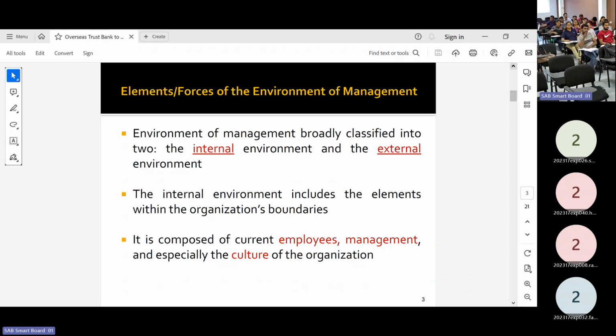That is called a contingent view in management: the contingency view, or situational view. When there is a diagram, everything has been placed there; the diagram is only in textual form. Managers, employees, and the culture of the organization are the three major elements in the internal environment of the organization.